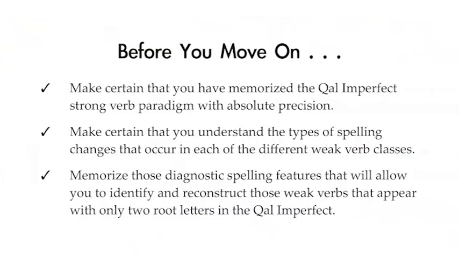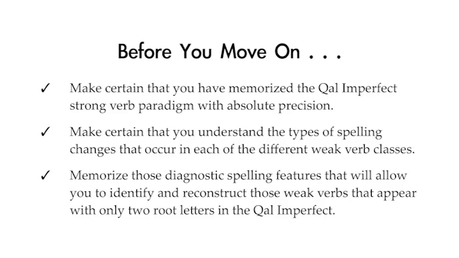So before you move on, what must you do or know? First, make certain that you have memorized the Qal imperfect strong verb paradigm with absolute precision. You'll never be able to identify verbal weaknesses if you don't know the paradigm against which to measure it. Second, make certain that you understand the types of spelling changes that occur in each of the different weak verb classes. Build your arsenal of knowledge in terms of what particular weak verbs do. Finally, memorize those diagnostic spelling features that will allow you to identify and reconstruct those weak verbs that appear with only two root letters in the Qal imperfect.